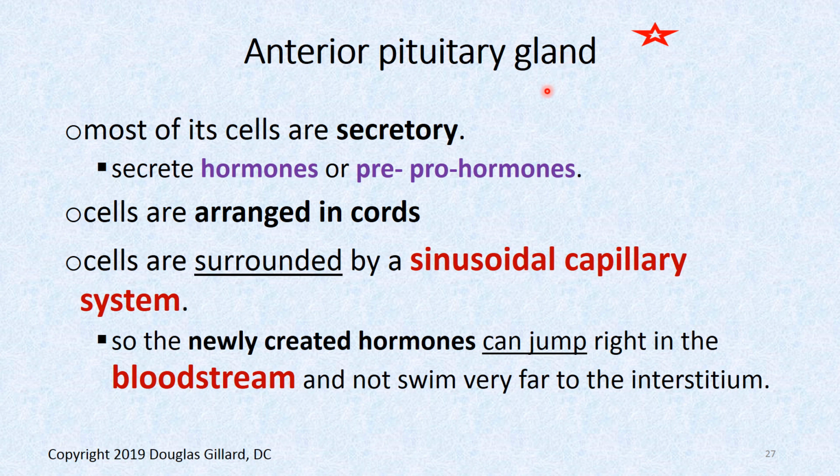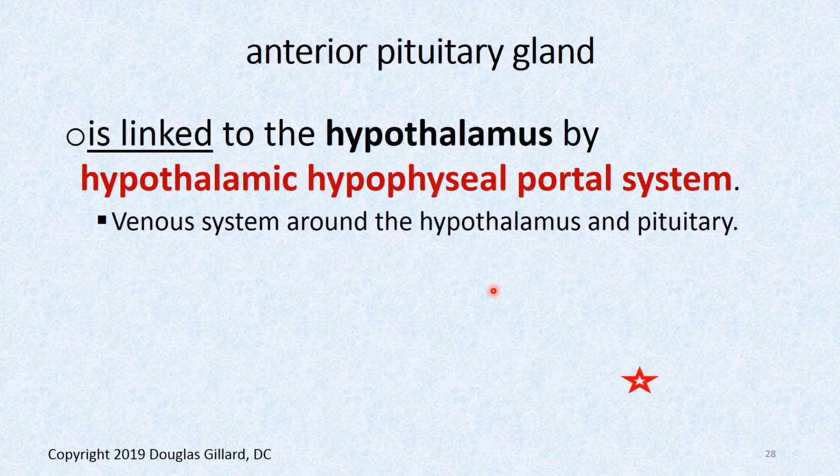Anterior pituitary, most of its cells are secretory. So it secretes hormones or prohormones like POMC, which is the precursor of ACTH. Cells are arranged in cords. They're surrounded by a capillary system as well. So hormones, once they're made from these cells, jump right into the bloodstream really quickly.